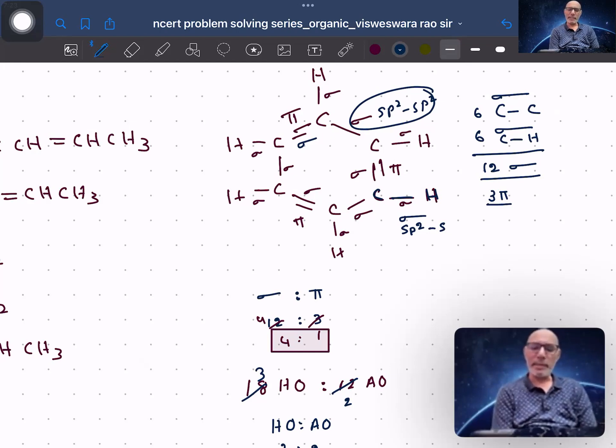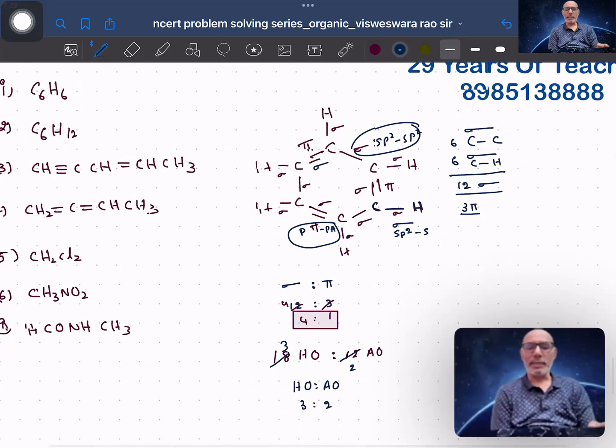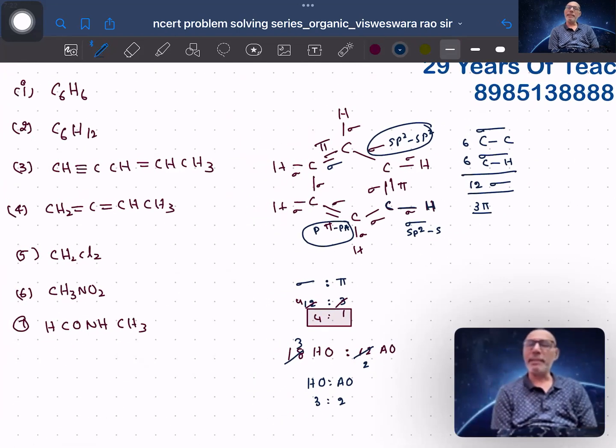This pi bond is nothing but a p pi bond. So what is the meaning of p pi bond? P atomic orbitals overlap sideways. Then you can say that is nothing but p pi bonding. So generally they will ask questions like this. I don't think any student faces difficulty in counting the number of sigma bonds and pi bonds.